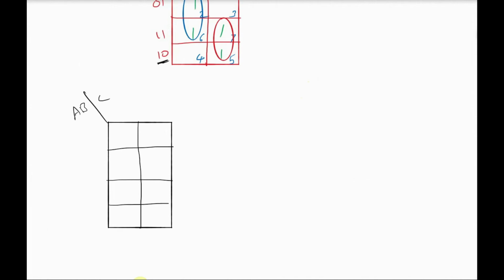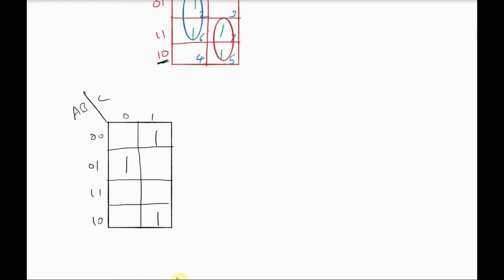So I am not going to write all those stuff in every kmap. So these are the mapped kmaps, and I haven't written any expression, just for getting familiarized with the grouping and giving some sample problems. So how to group this kmap?